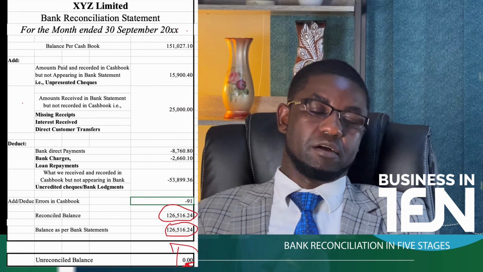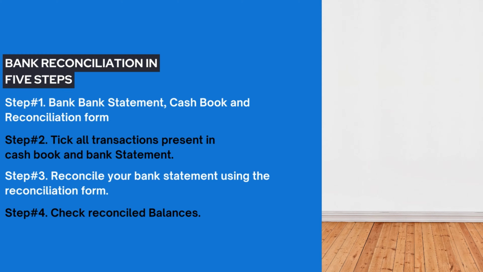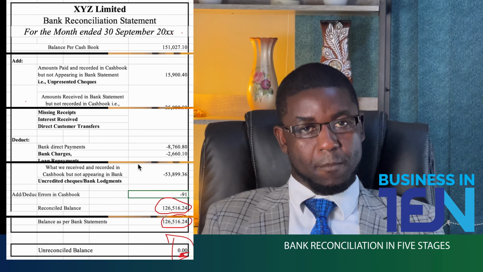Step number 4 is to check the reconciled balances. Once you have reconciled your balances, you have to check that the balances now are equal. Take note that the purpose of bank reconciliation is for you to understand the causes of the differences in balances between the bank statement and the cash book.